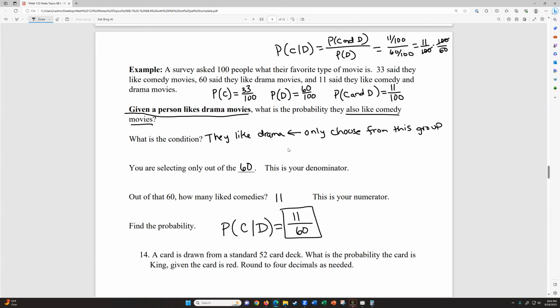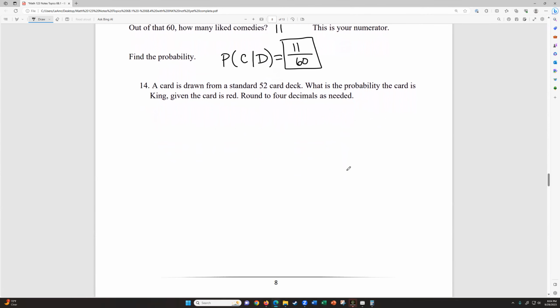If you just know how many are the people that we actually know for a fact we're in a drama group, and then how many like both things that we're talking about, then you've got your fraction directly, okay? So let's do another one.